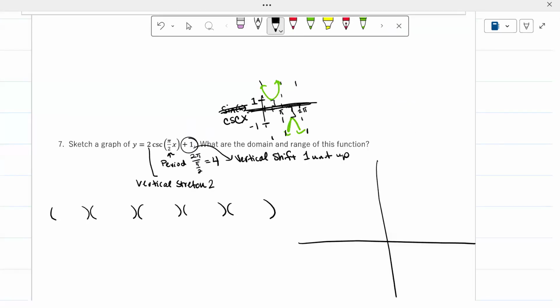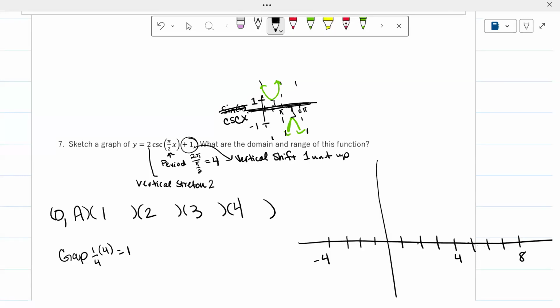So if we're going to do 5 key points, 1, 2, 3, 4, 5. I'm not shifting it horizontally at all. Remember, horizontal shift was C over B, and I don't have a C. So it's still going to start at 0. If that was an asymptote, it's still going to be an asymptote. My period is 4, so 4 units later. Each gap is 1/4 of the period. So there's the x values. 1, 2, 3, 4. That's 1 period. 5, 6, 7, 8. Okay. Now it went asymptote, min, asymptote, max, asymptote.